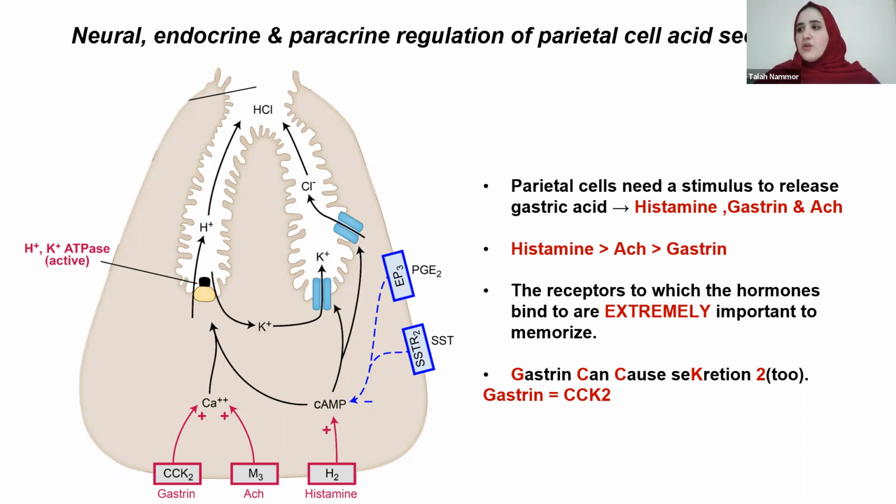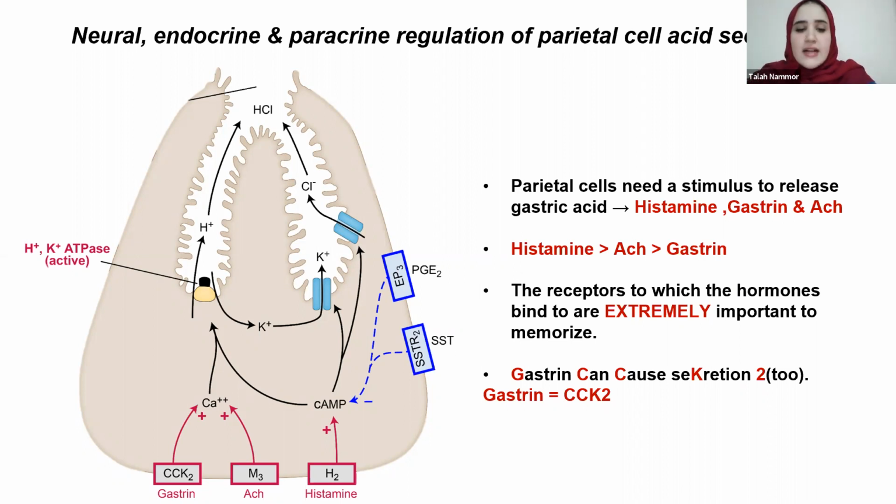Okay, we know when a hormone binds to a receptor, something has to be released. They're not just going to bind and that's it. No. So this hormone will bind to H2 and it will cause an increase in cAMP. Okay? So histamine binding to H2 will cause an increase in cyclic AMP. But why is this increase important? Okay, cAMP is increased.